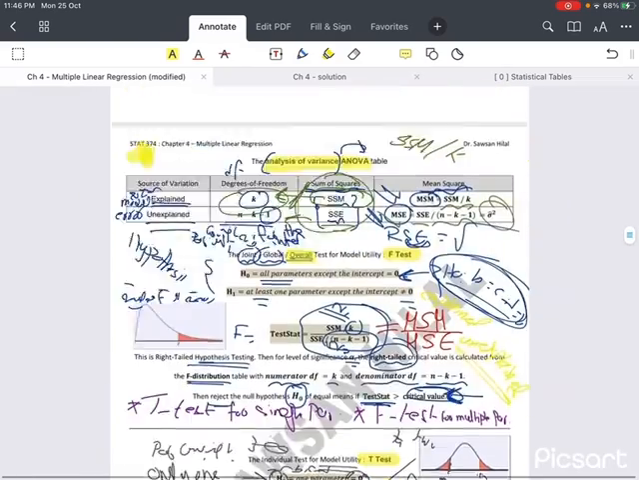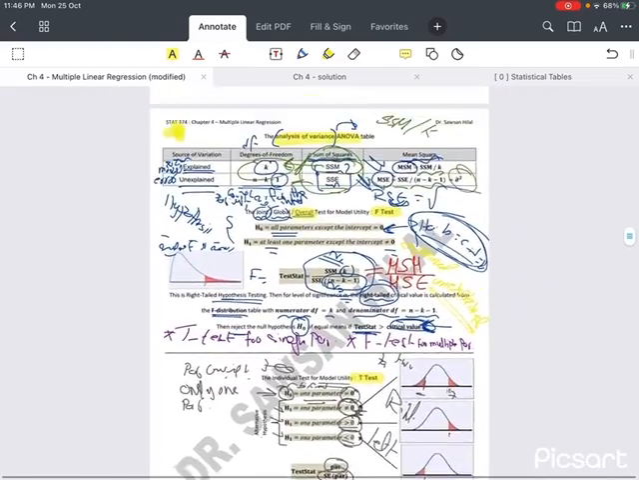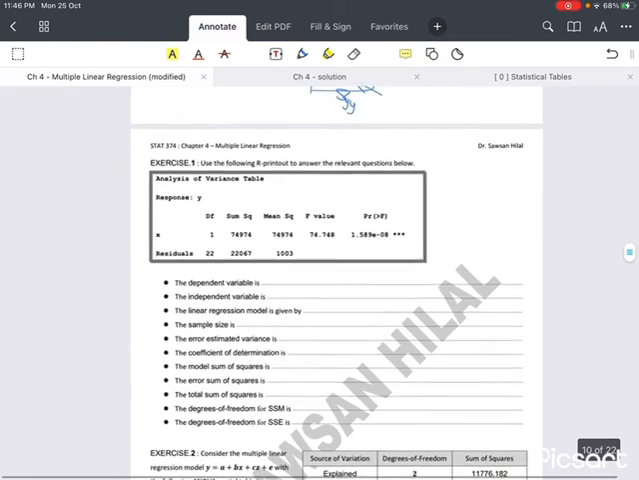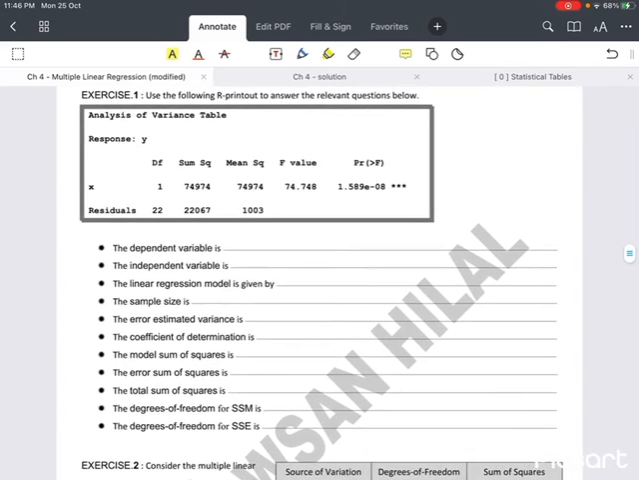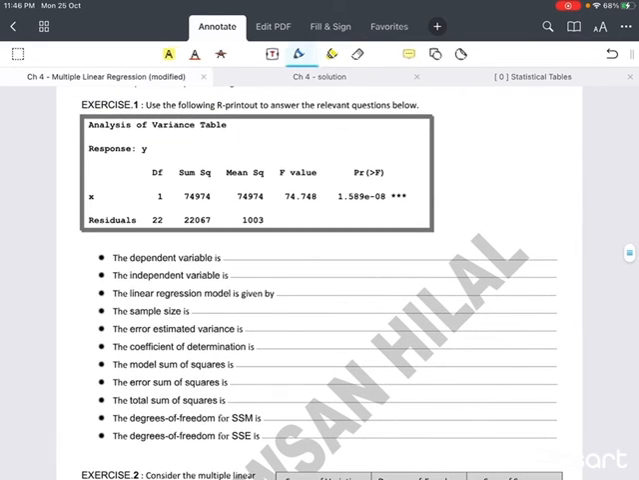So we already finished this page. We will go to solve this exercise. And this exercise is really very important. Okay. This is an output. Use the following R output. You can write any output to answer the relevant questions below.